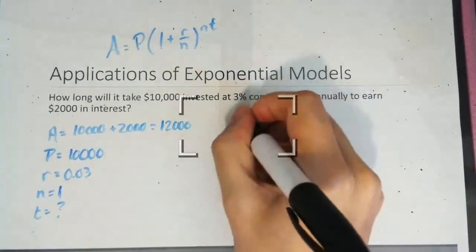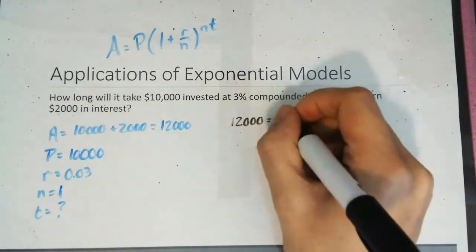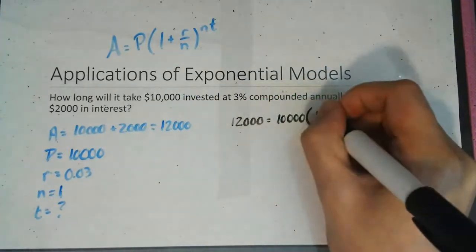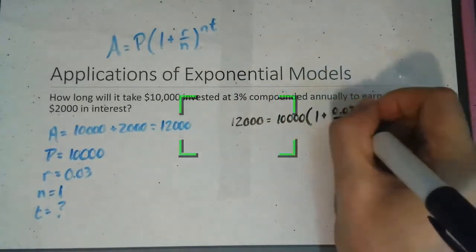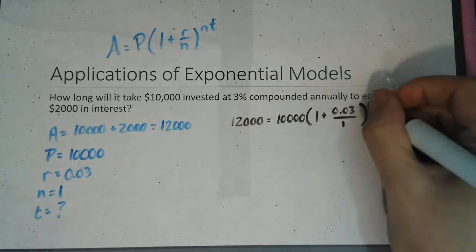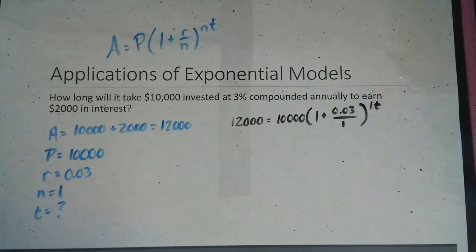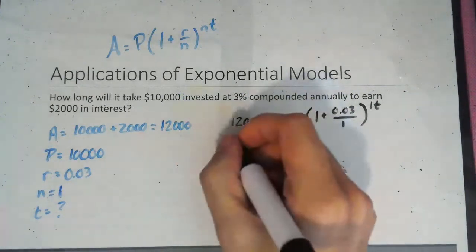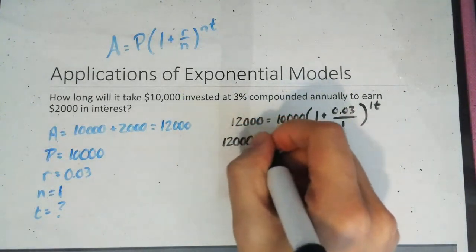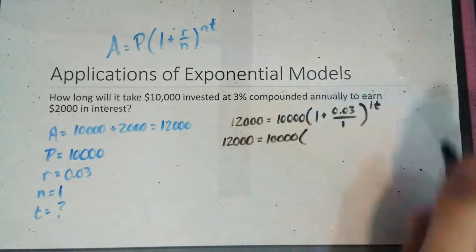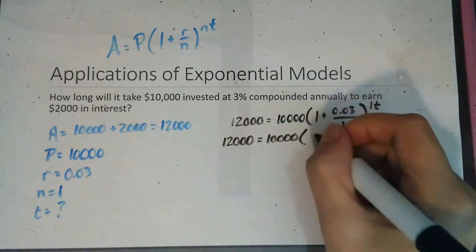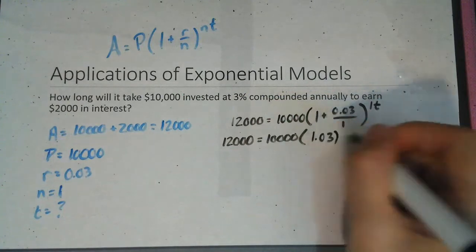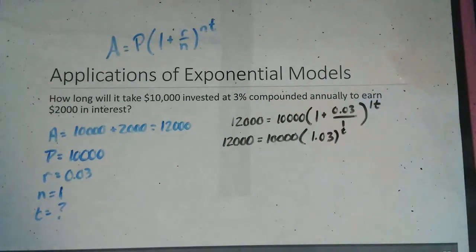So A, which is 12,000, is equal to P, which is 10,000, times 1 plus R, 0.03, divided by N, which is 1, raised to the N times T power. I'm going to simplify what that looks like because it looks pretty complicated right now. This is 12,000 is equal to 10,000 times 1 plus 0.03 divided by 1 is just 1.03, and 1t is just t. So we're looking at 12,000 equals 10,000 times 1.03 raised to the t.